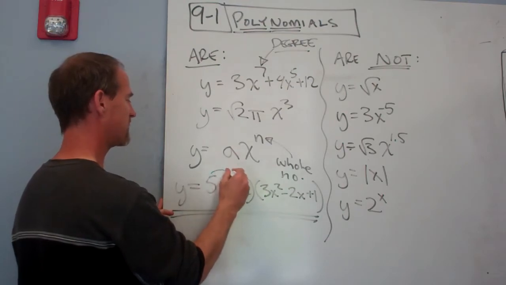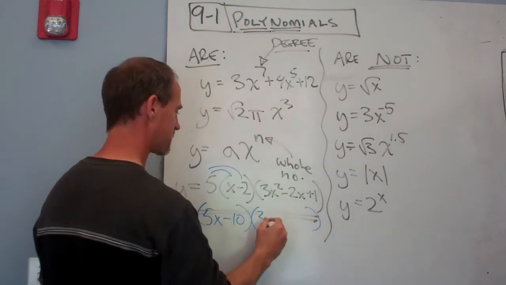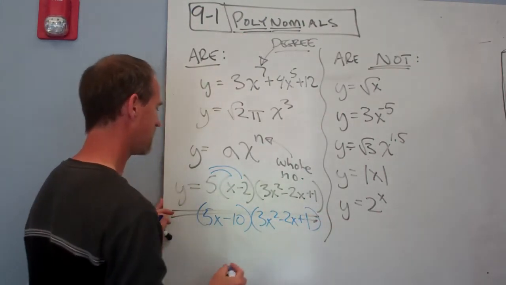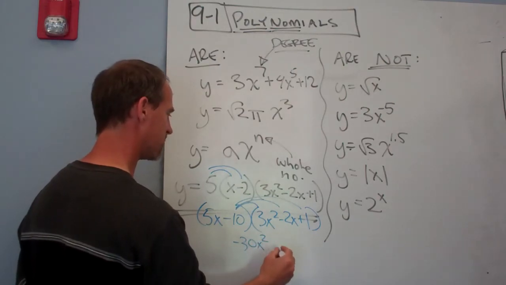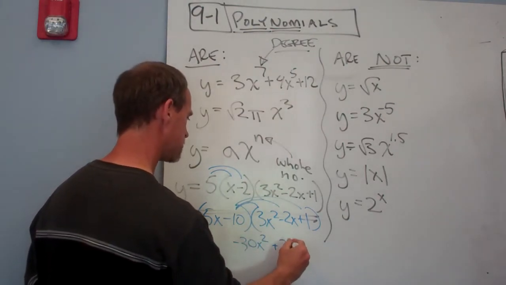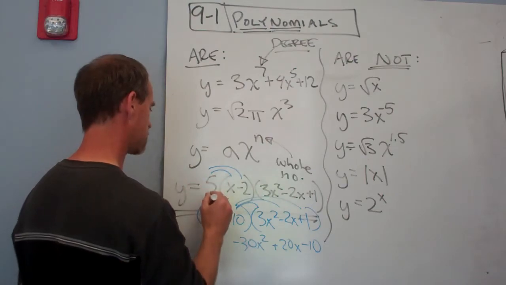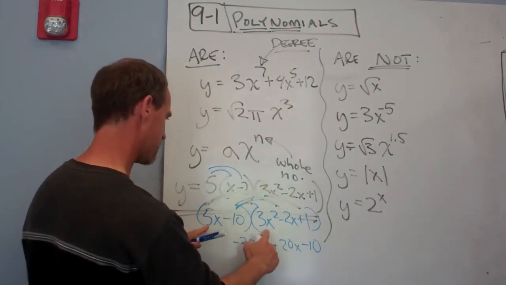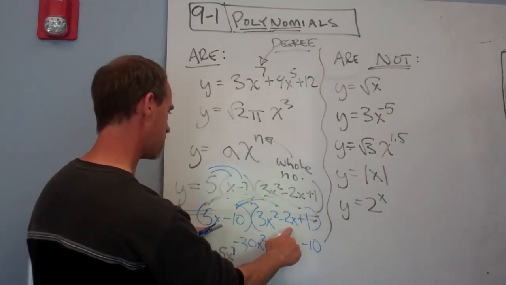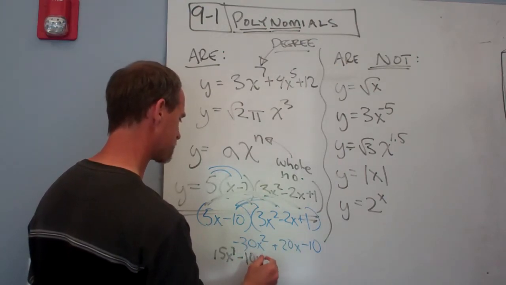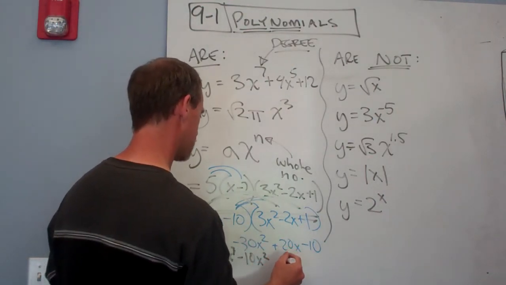Well, if I multiply this in like that, I get 5x minus 10. And then if I'm going to multiply it by 3x squared minus 2x plus 1, I just have to very carefully distribute this in, and I'll get negative 30x squared plus 20x minus 10, and then I'm going to multiply this 5x into each of these, and I will get then 15x to the 3rd, and then negative 10x squared. You notice I'm lining these up so that the degree matches, and then I'm going to get plus 5x.